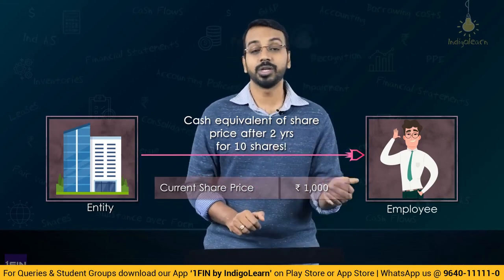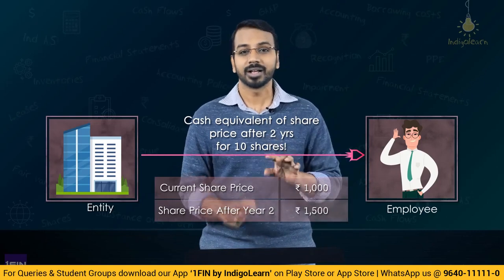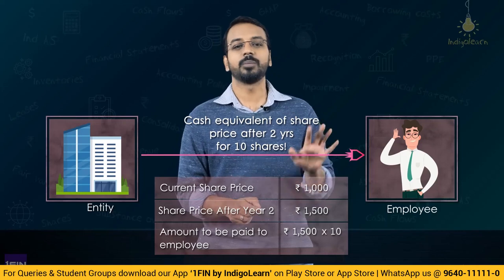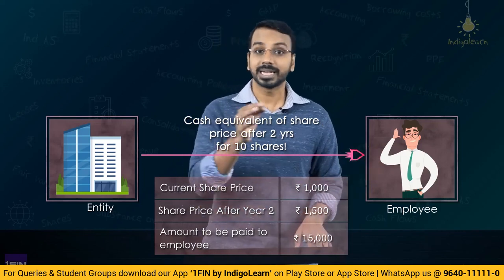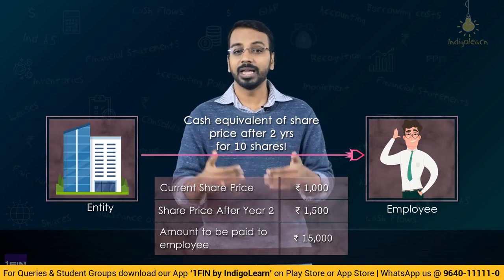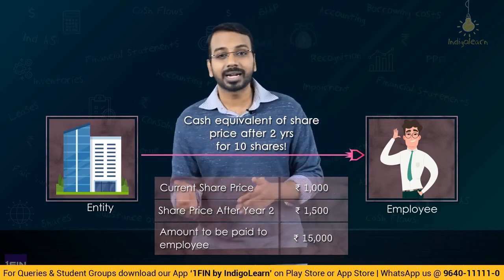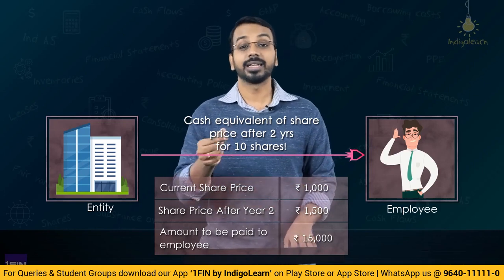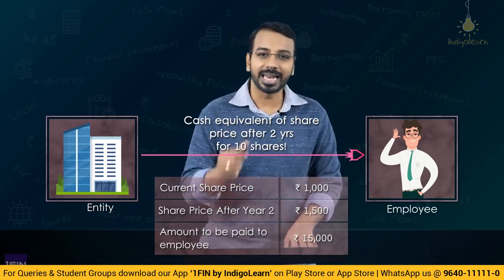Say for example, after 2 years, the value per share is 1500. How much will you pay to the employee? 1500 multiplied by 10, you will pay him 15,000. But you are paying cash. You are not issuing an equity instrument. Now, here if you see, when we are paying cash or transferring other assets to the employee, what are we incurring? We are incurring a liability, or we need to create a liability.